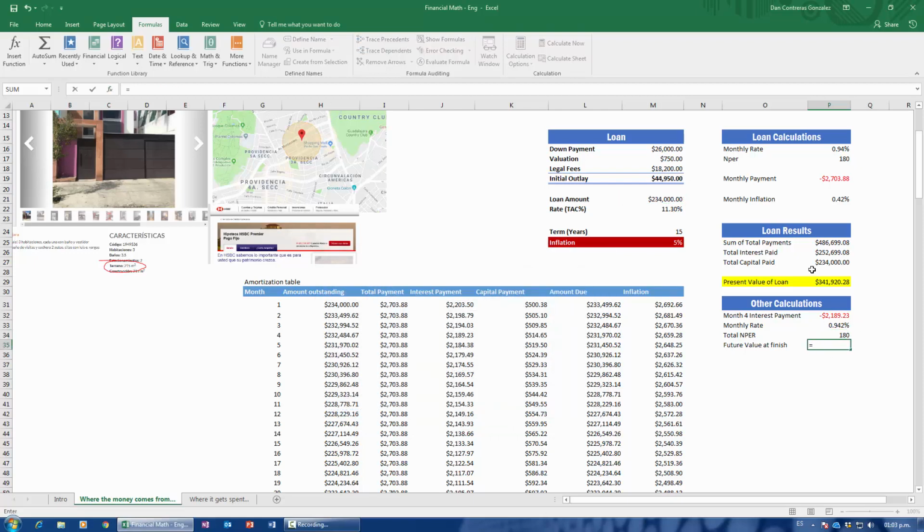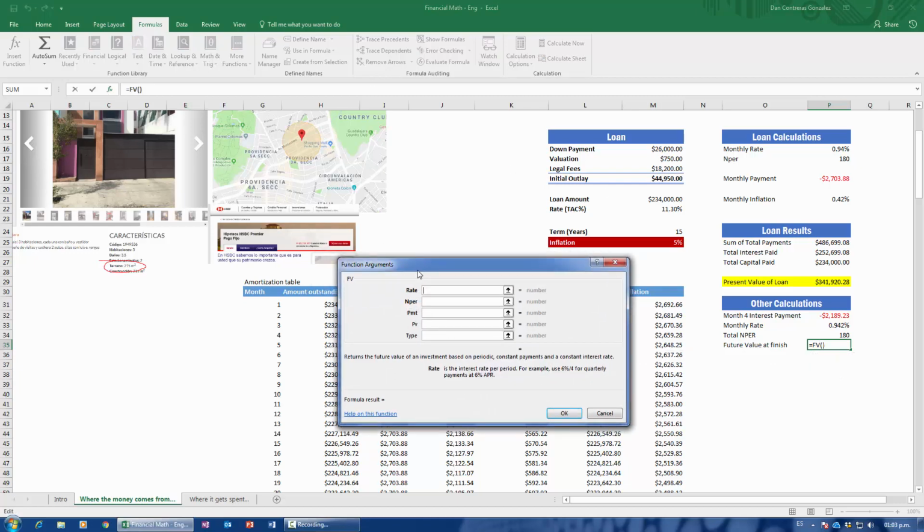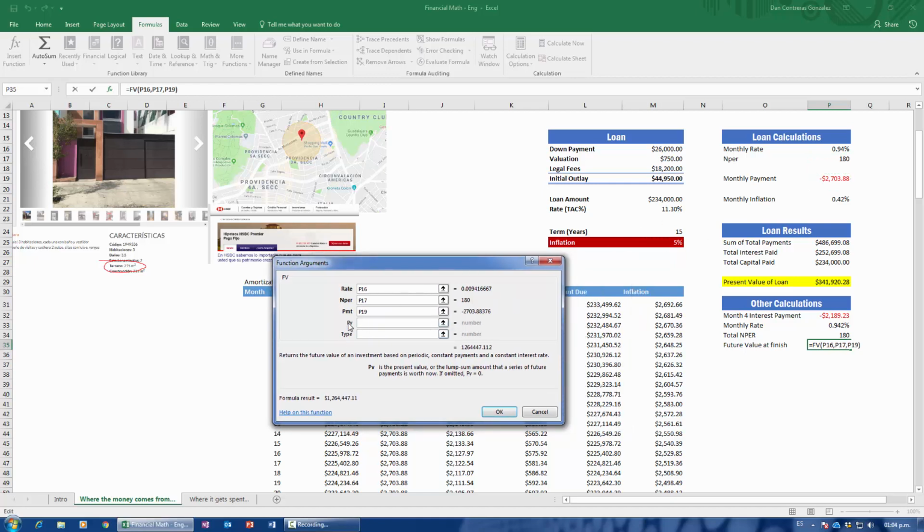And finally, we're going to use the future value formula, which is going to be called FV. FV will actually give us the future value of a set of payments. Now, in this particular case, since we are paying down a mortgage, we expect the future value of this set of payments to be 0, all right? So the monthly rate is going to be this one, 180 periods, this payment's in negative, and the present value is how much they loaned us. Notice how it's optional, but we need to include that to get an answer that makes sense.